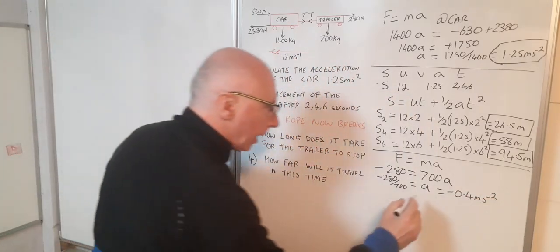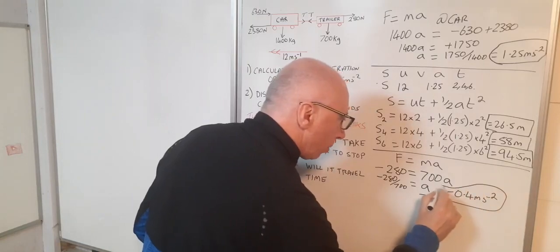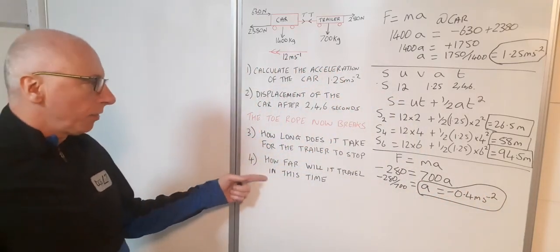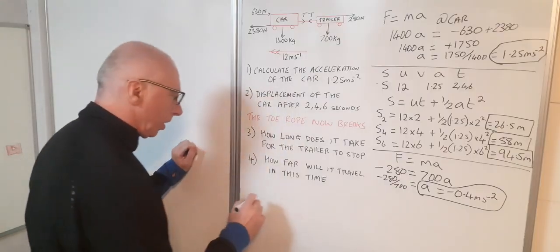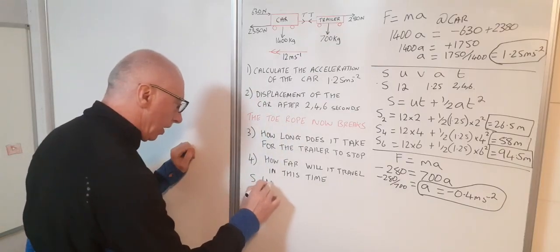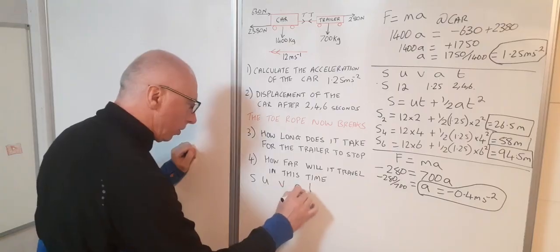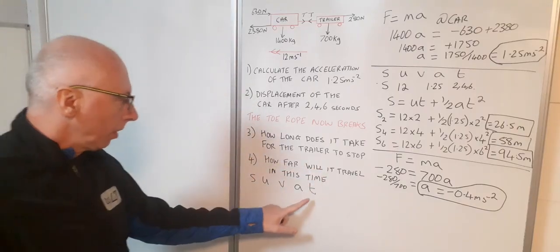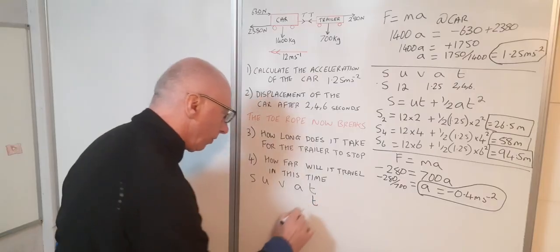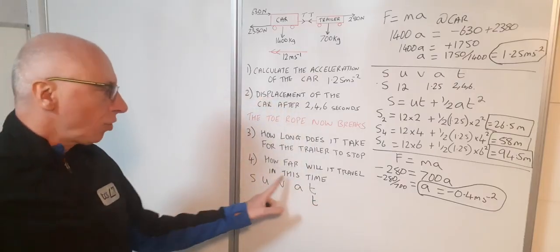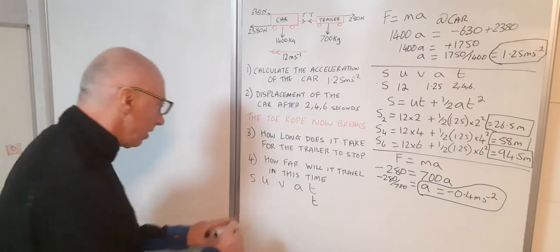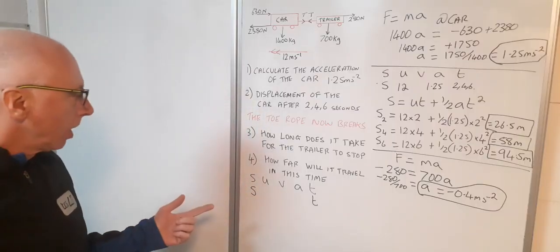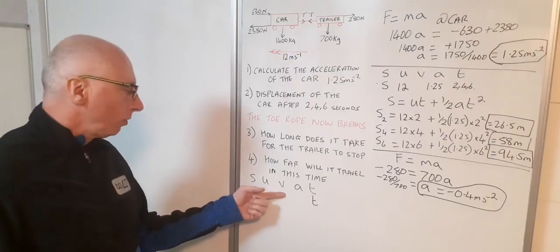So that's what I'm going to need to use in my new set of SUVAT equations. So for 3 and 4, let's have a look at what we've got. So let's go for our values of SUVAT. So how long does it take for the trailer to stop? So T is something we need to find. How far will it travel in this time? Well, S is also going to be something we need to find. So there's 2 variables. Now we need to find U, V and A.